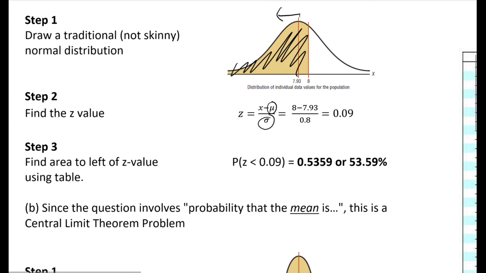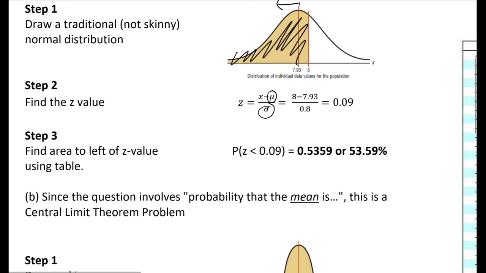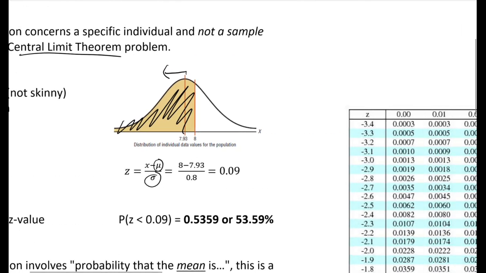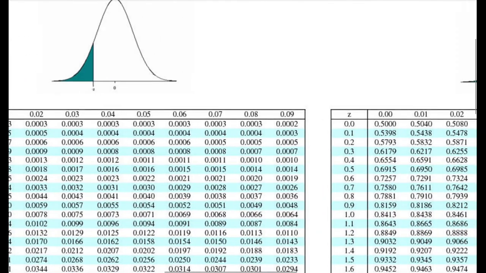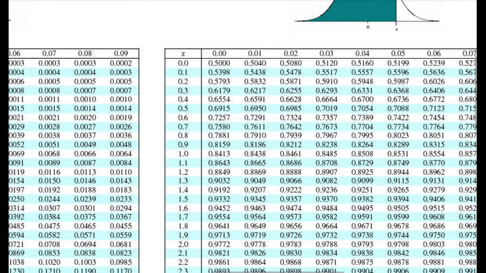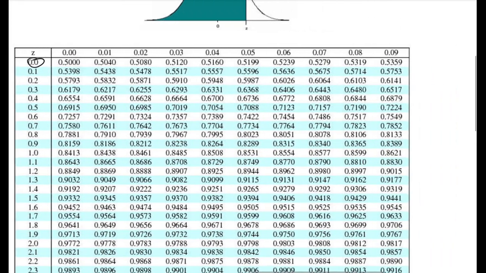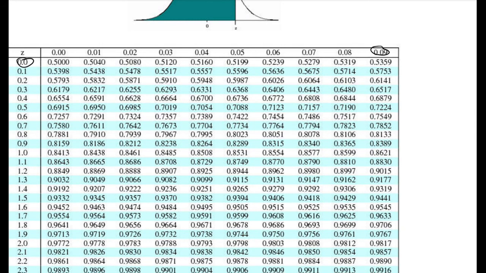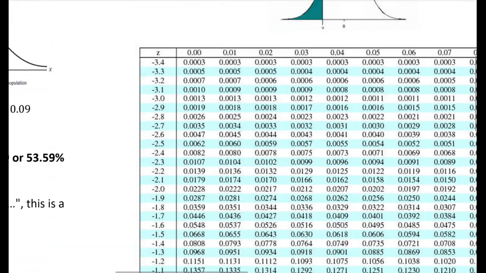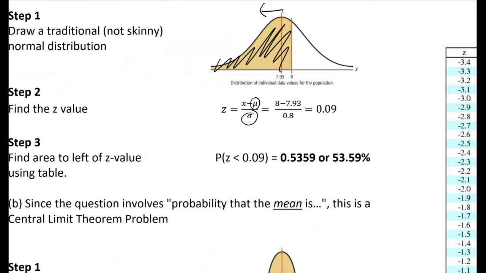All right, so now that we find the Z value and we plug those numbers in, we're going to find the area to the left using the table. Since the table gives you the area to the left by default, we just look it up and we got our answer. So we're going to look up 0.09 in the normal distribution table. So my Z-score is 0.09, which means that this is my area, 0.5359. All right, which is exactly what we have here.